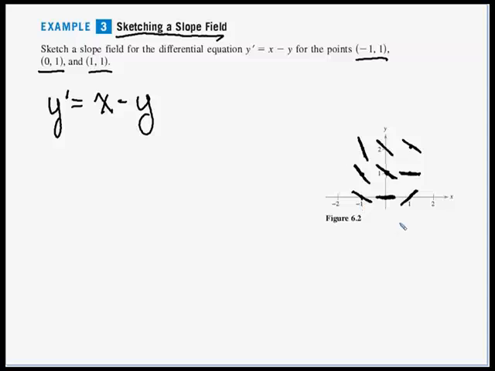So we're starting to get an idea. Each little point here has its own slope, and we mark that with just a little tiny line segment. And this is a slope field or a directional field.